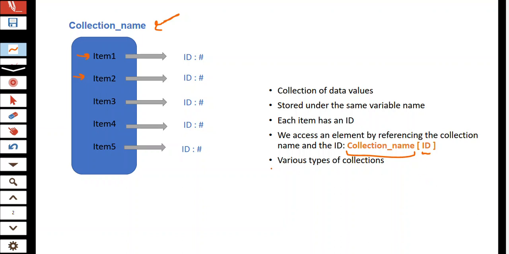Now, the last point is that we have various types of collections, right? We have, for example, the list data structure or collection. We have the dictionary, right? We have the set and we have the tuple. All of these are different types of data structures with different characteristics. However, all of them are collections of some elements. Okay.